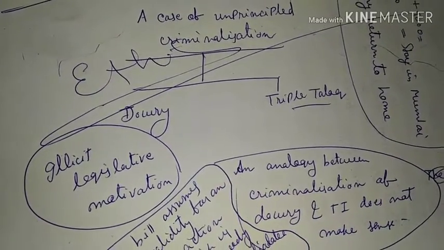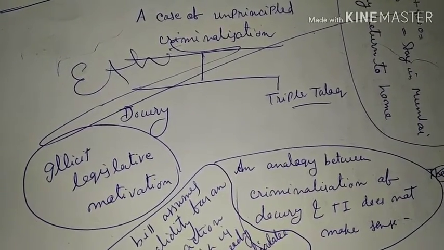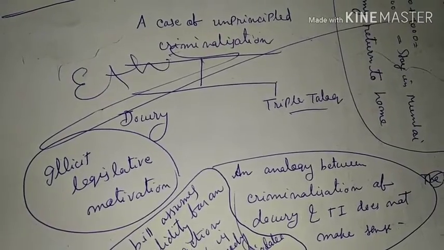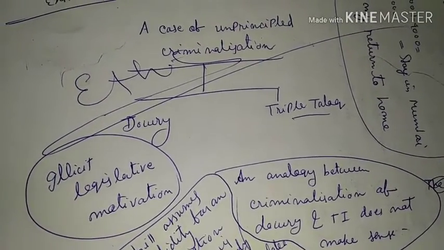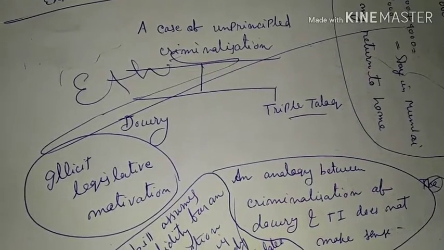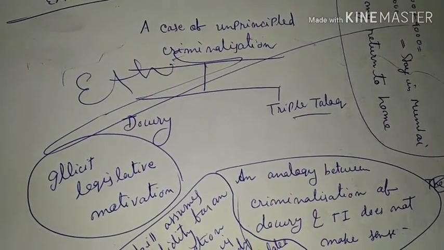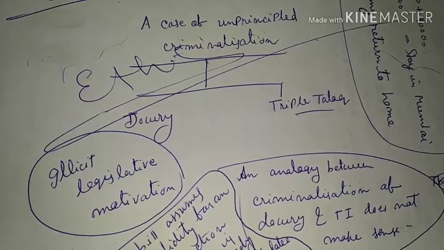The article says that if dowry is already invalidated, illegal, and triple talaq is already illegal, the Supreme Court has already given the judgment. The judgment itself is a law. Then what is the necessity of making another law for the action which is already invalidated? You can put this in ethics here as the answer.